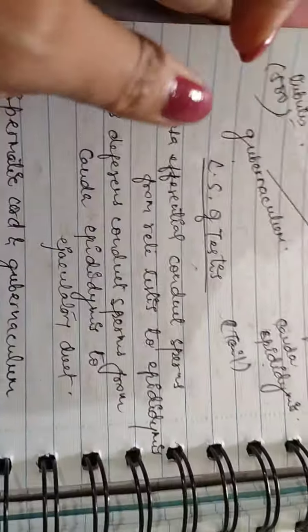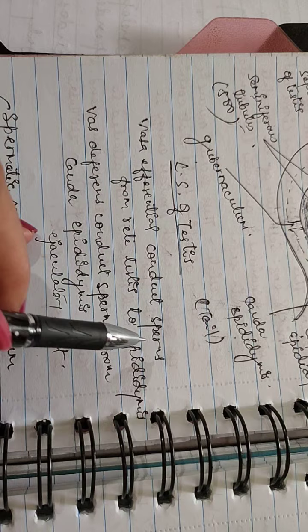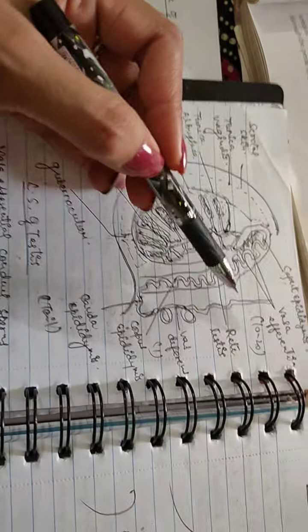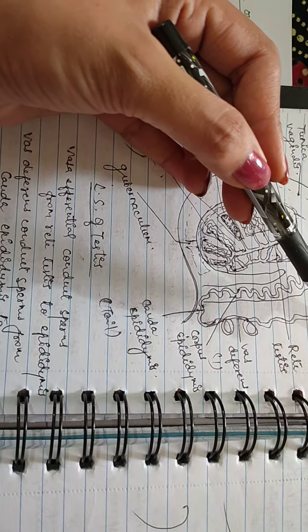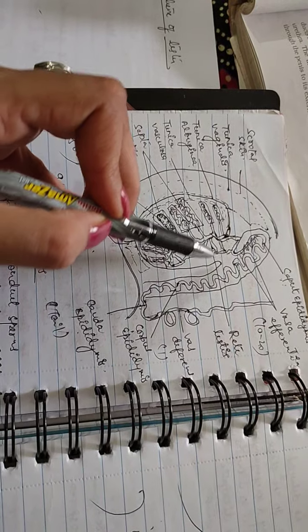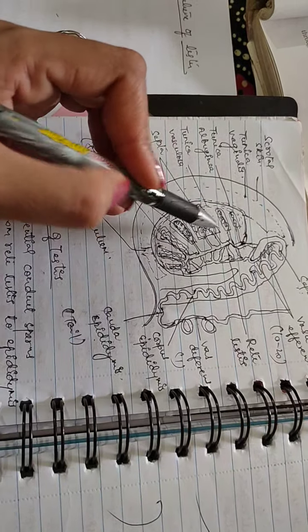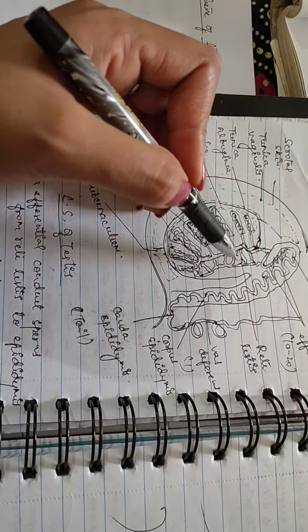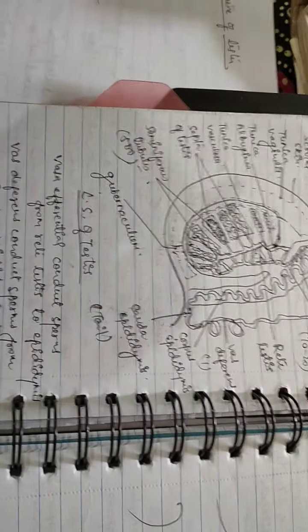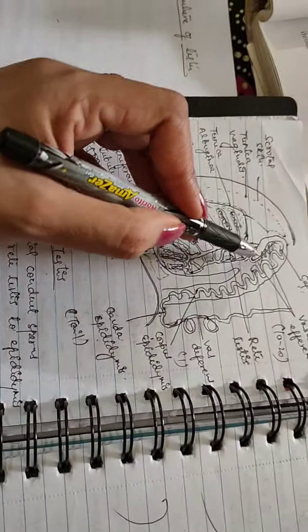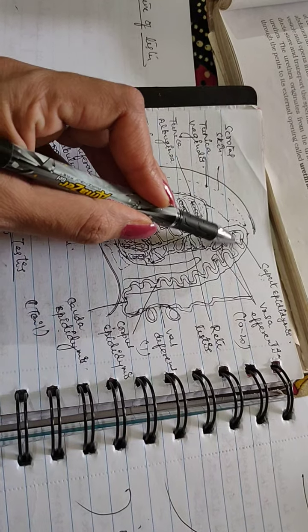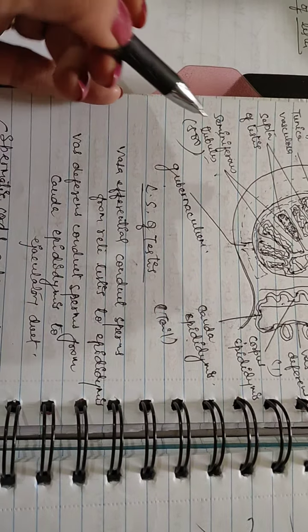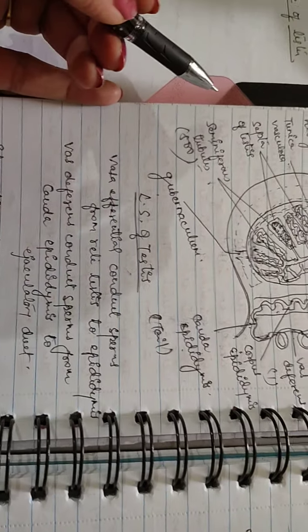So vasa efferentia conduct sperm from rete testis to epididymis. This is vasa efferentia. It conducts sperm from this region. Here sperms are made, then they go to rete testis, and then they are collected by the vasa efferentia. Then vasa efferentia give them to the epididymis region, and vas deferens conducts sperm from cauda epididymis to the ejaculatory duct.